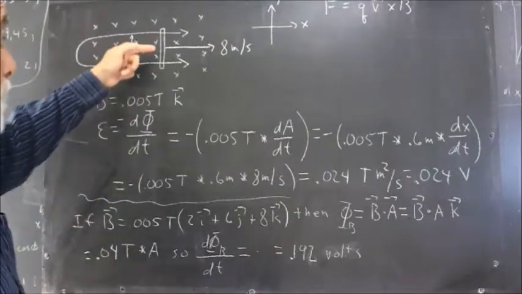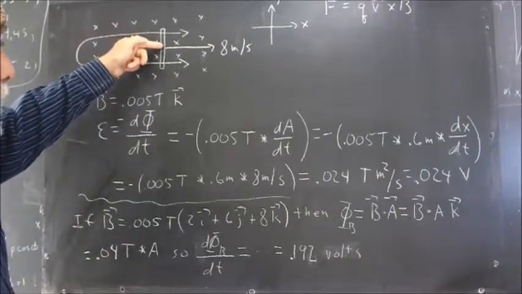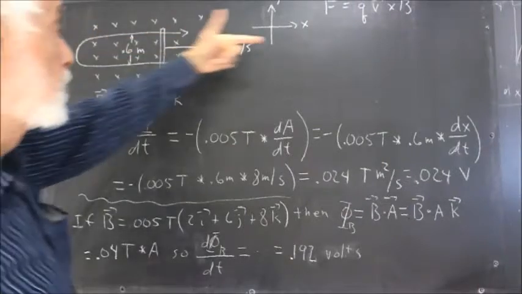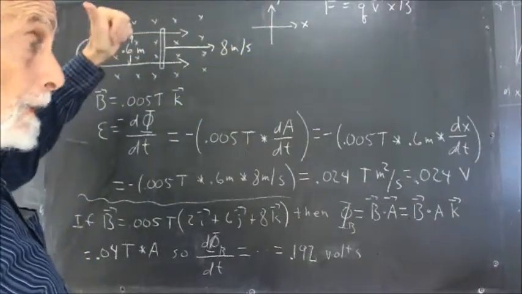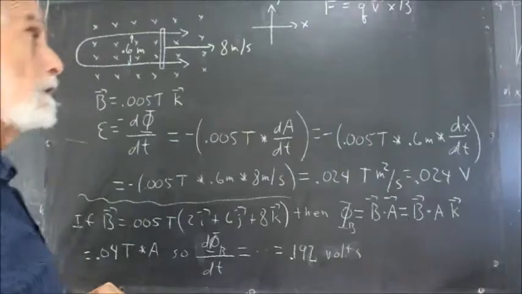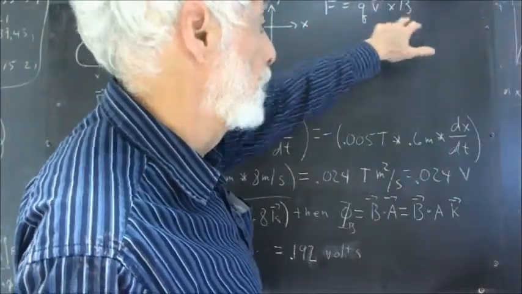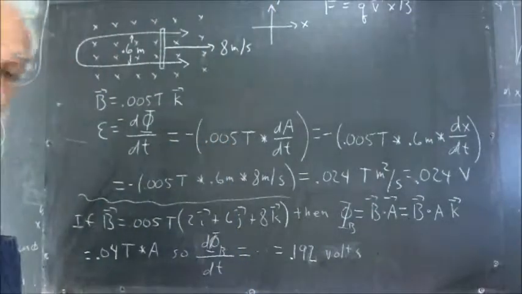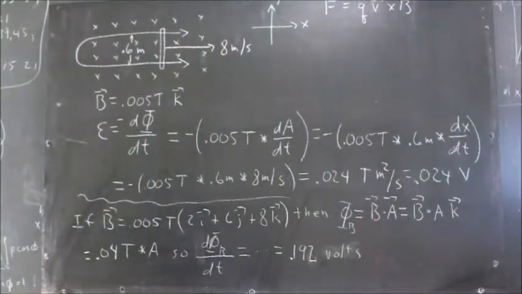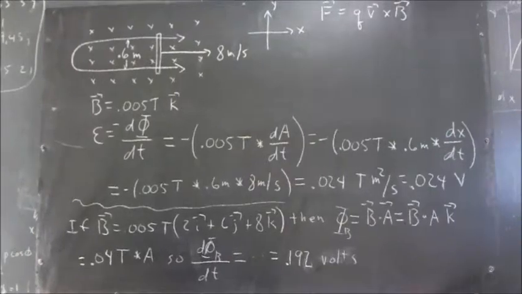What's the direction of a force on a positive charge moving at 8 meters per second in a magnetic field coming out of the board? Well, that should be pretty obvious. We know that the force is QV cross B. At least I hope that's something we're pretty familiar with by this point, and pretty comfortable with.